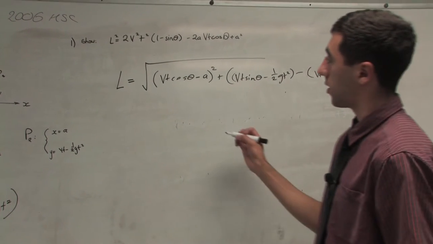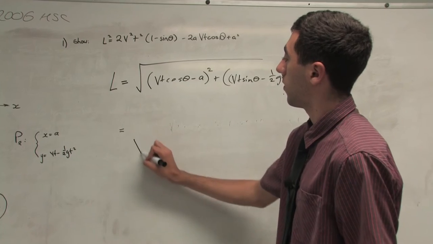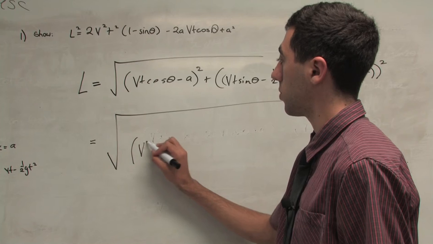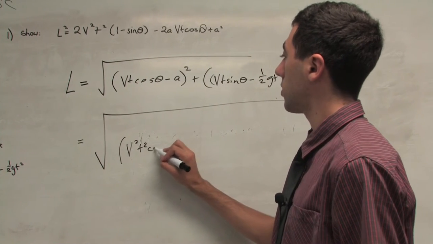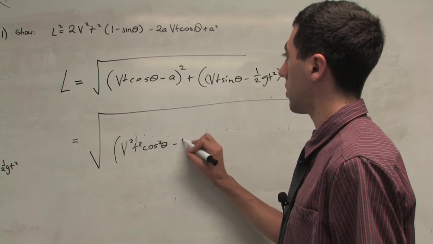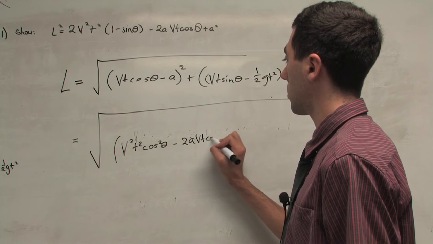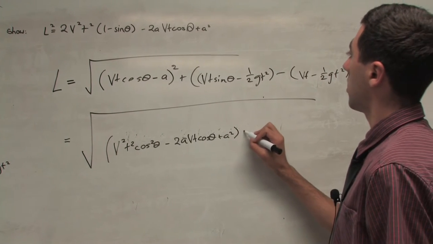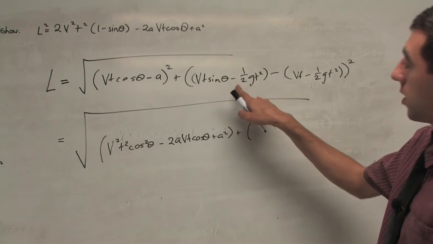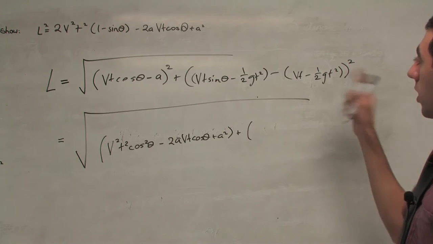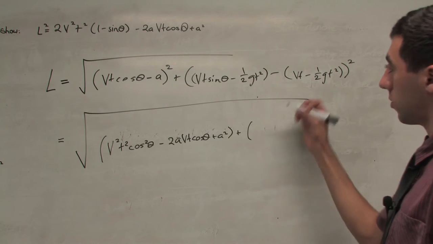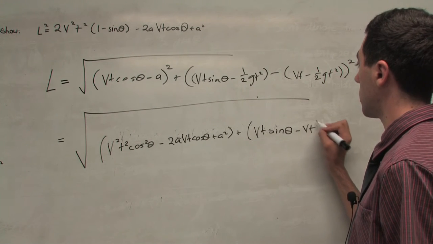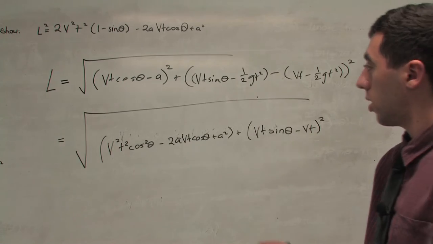Okay, now we're going to simplify this. For the first bracket, we can expand that by our binomial expansion: v squared t squared cos squared theta minus 2a vt cos theta plus a squared. Pardon me. And now we're going to simplify the second bracket because minus half gt squared plus half gt squared equals 0. So we've got vt sin theta minus vt squared left. Alright, so we're going to continue.